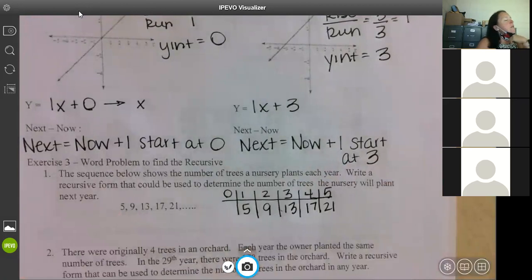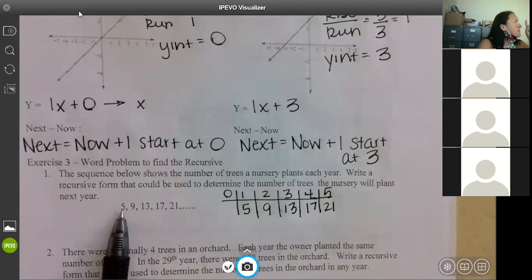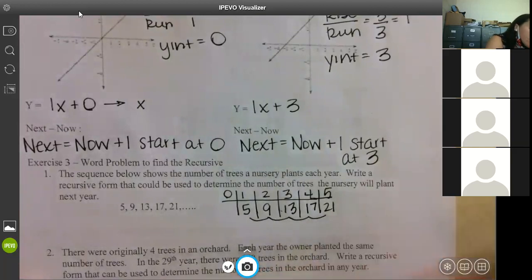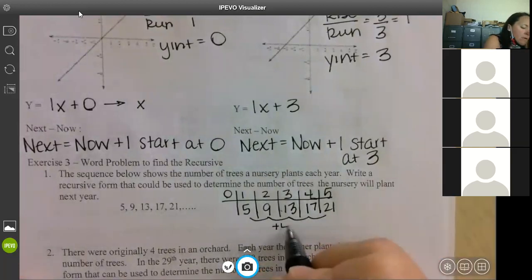This is an EOC question, okay? And what everybody messes up on is where this 5 is, they use it as your start. It's not, it's year 1. Okay, so we got to go backwards one. So what are we doing each time? Going up by 4.